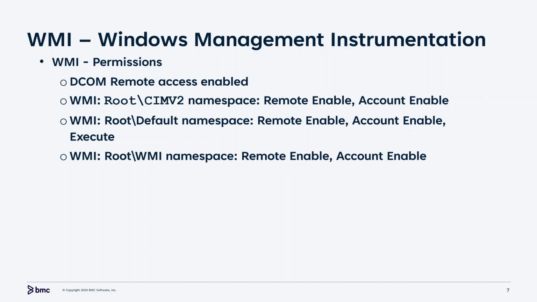Now, these are some of the permissions which I have mentioned. The reason I have specified DCOM remote access at the top is because remote WMI connections are made through DCOM. The WMI root\cimv2 namespace should have remote enable and account enable permissions. The WMI root\default namespace should also have remote enable, account enable, and execute permissions. The WMI root\WMI namespace should have remote enable and account enable permissions.